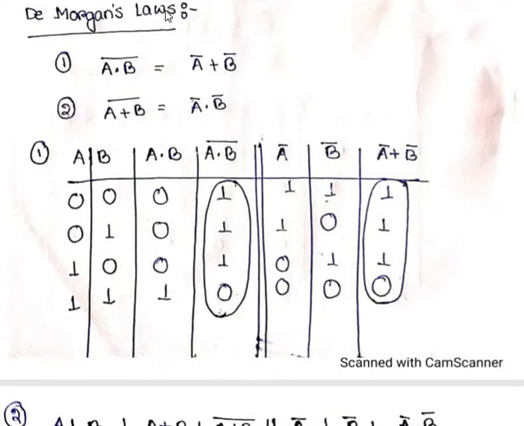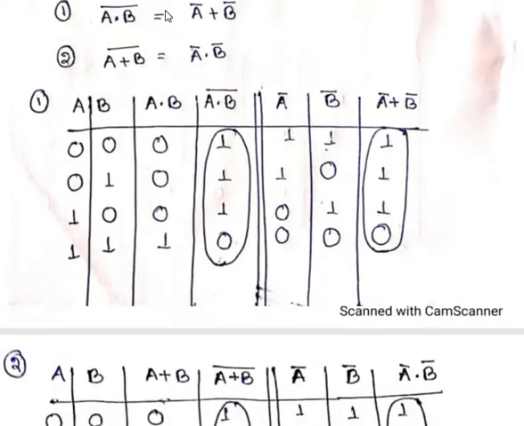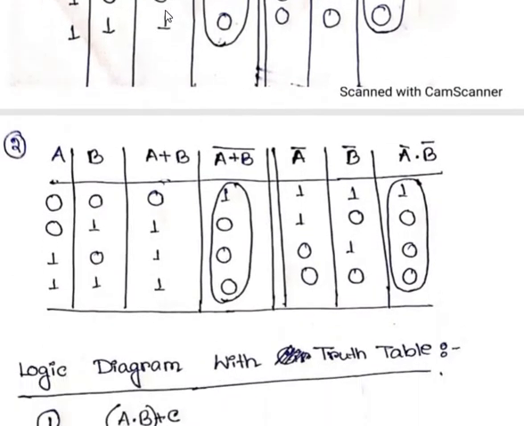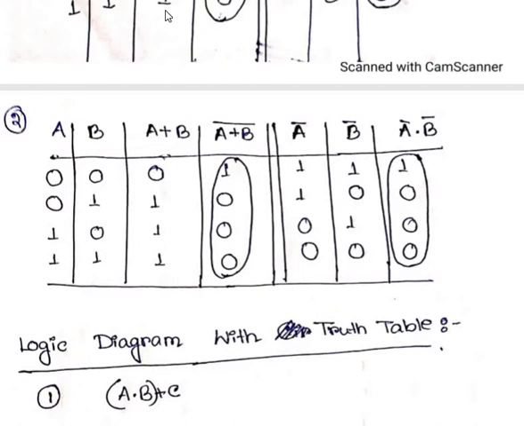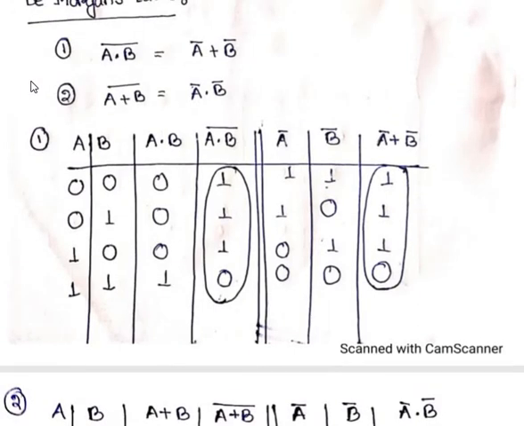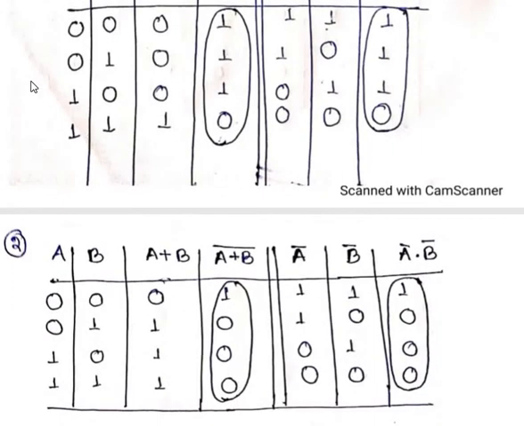Now let's go to the second equation. I think you can do this by yourself, but still I have solved this in these notes. Now the equation is (A plus B) whole bar is equal to A bar into B bar. So for A and B, the input combinations will be 0 0, 0 1, 1 0, 1 1.